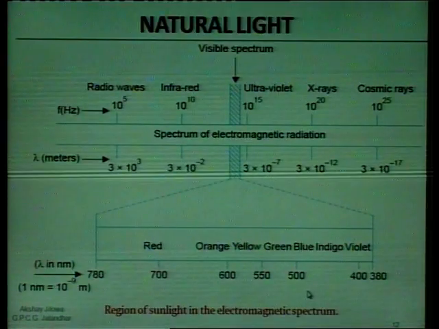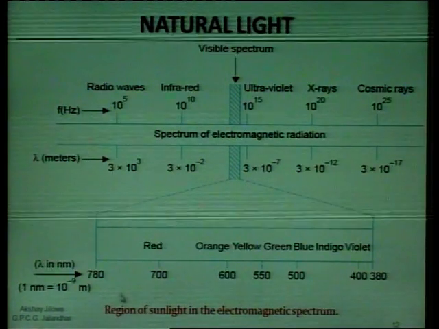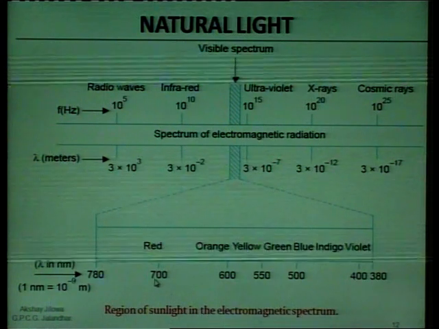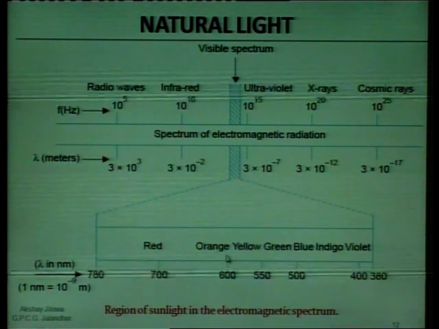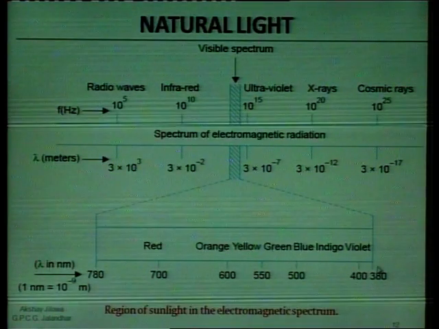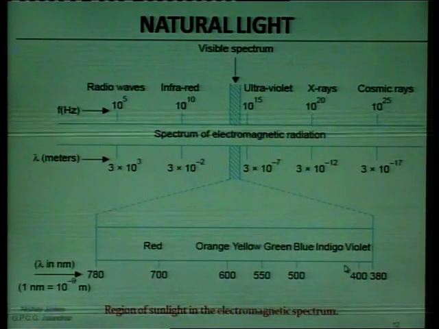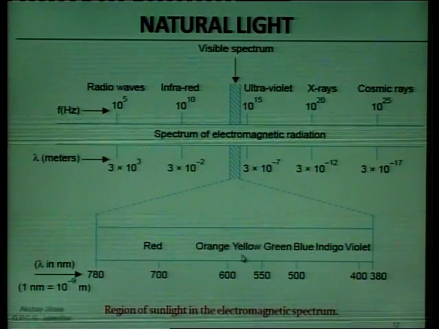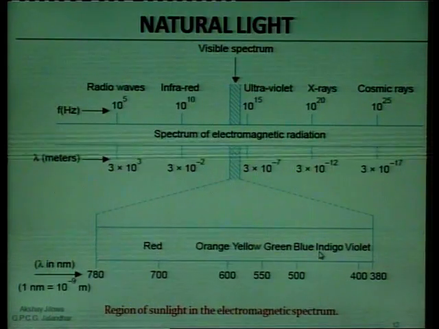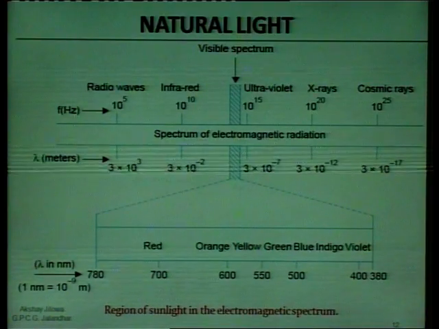We know frequency and wavelength are inversely proportional. So, 780, then around 700 we have red, then orange, yellow, green, blue, indigo and violet. If you read from this end, it gives you VIBGYOR, a very famous acronym, which shows all the colors present in the visible spectrum.